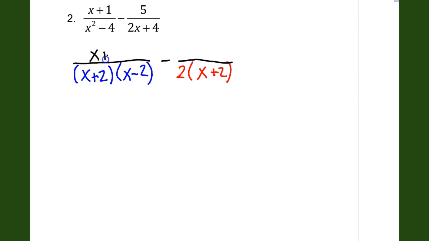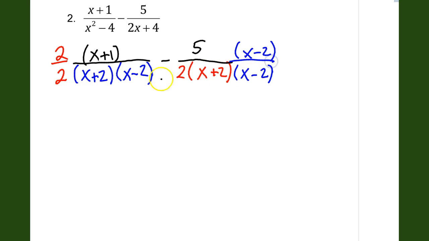All right. Find what's missing from the denominators. So on the left side we need a 2, looks like, to match this 2. On the right-hand side we need an x minus 2. And now they do match. So we have a single denominator of 2 times x plus 2 times x minus 2.